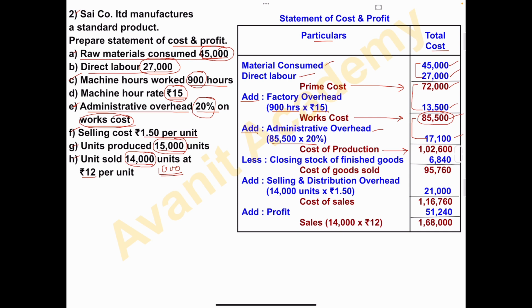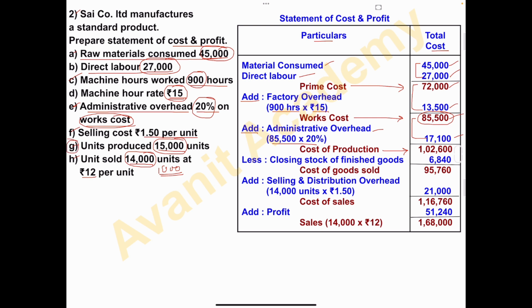So after cost of production, what do we do? We take information related to finished goods. That is, opening stock of finished goods is to be added and closing stock of finished goods is to be deducted. In this problem, they have not given information related to opening stock of finished goods. But by certain information, we can calculate closing stock of finished goods. And the value of closing stock of finished goods, we have to deduct from the cost of production amount. So see the point G and H.